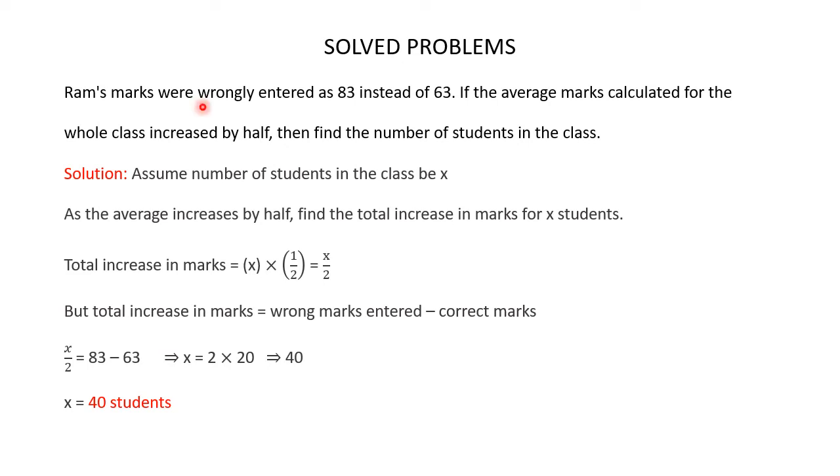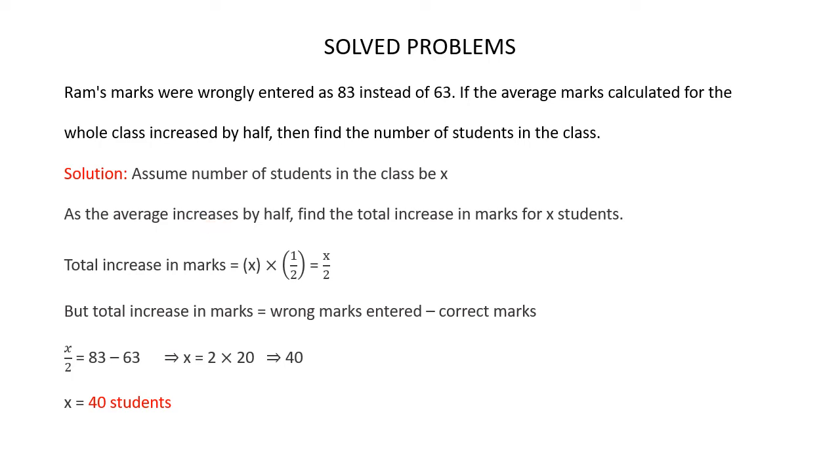Ram's marks were wrongly entered as 83 instead of 63. If the average marks calculated for the whole class increased by half, then find the number of students in the class. Since we do not know the number of students in the class, let's assume that the number of students in the class is x. Now it's given that the average increases by half.